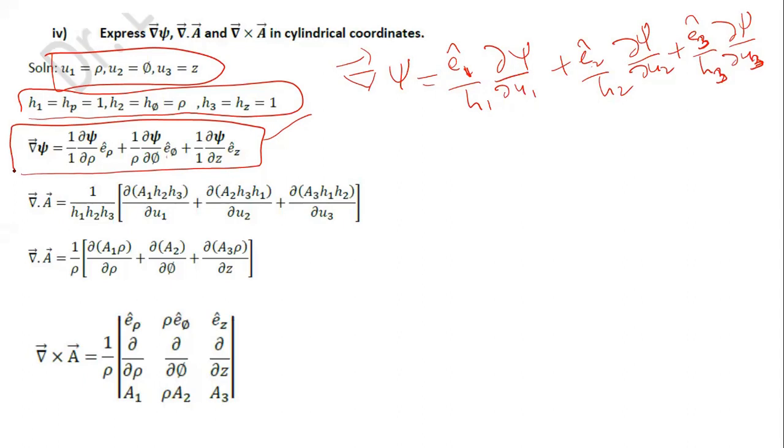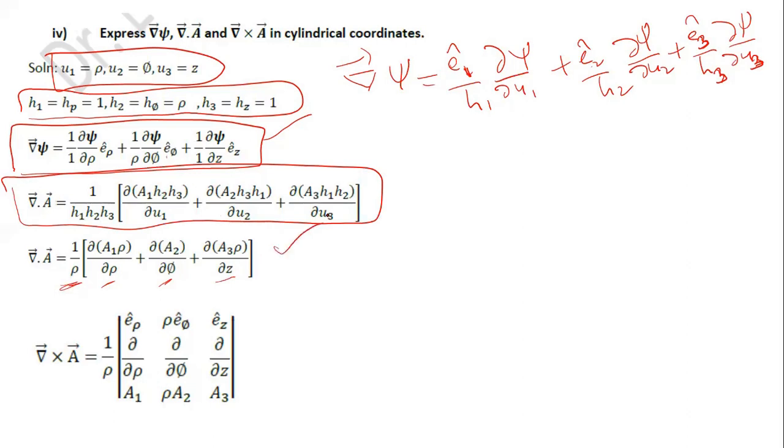This was the general expression for an orthogonal curvilinear coordinate system. You just put the value of the scale factors: h1 is 1, h2 is rho, h3 is 1. Then the final quantity here is rho. In place of the u1 coordinate variable, you have a rho coordinate variable. In place of u2, you have a phi coordinate variable. And similarly here, the z coordinate variable. Then you put the value of the scale factors h1, h2.